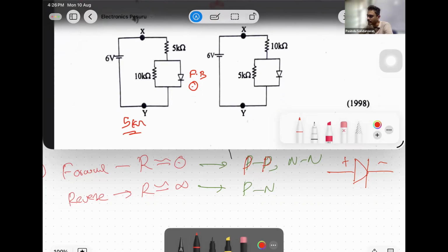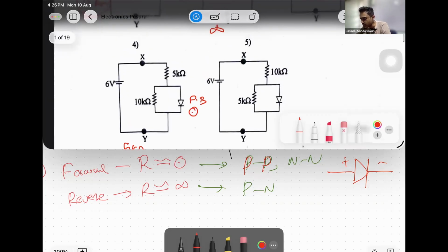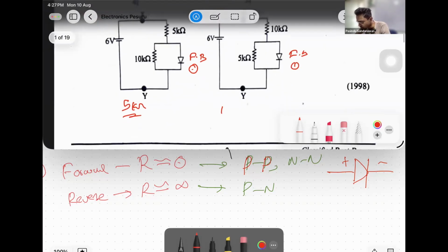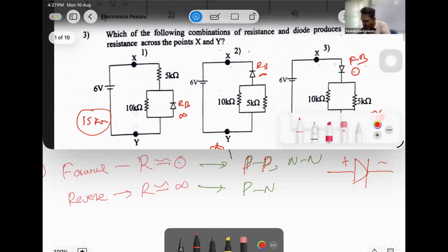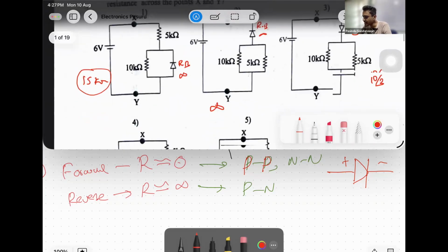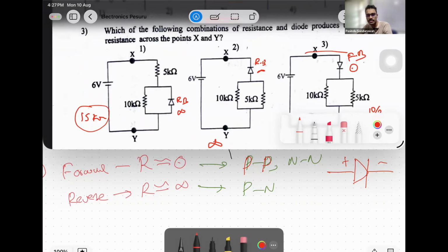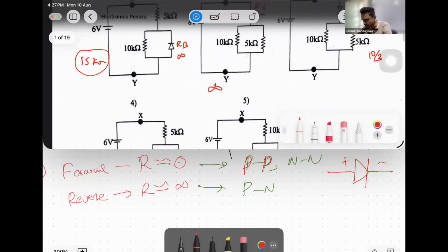And about the fifth one, that is again forward biased. Forward bias means 0. Then the total resistance of the circuit is 10. Then what is the question? Least resistance is 10 over 3, no? 3.3 something. So the answer is 3. Answer is 3.